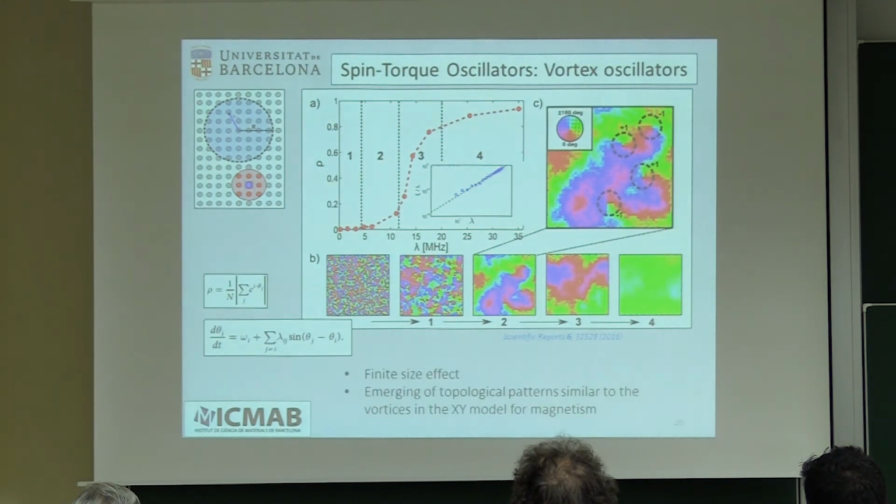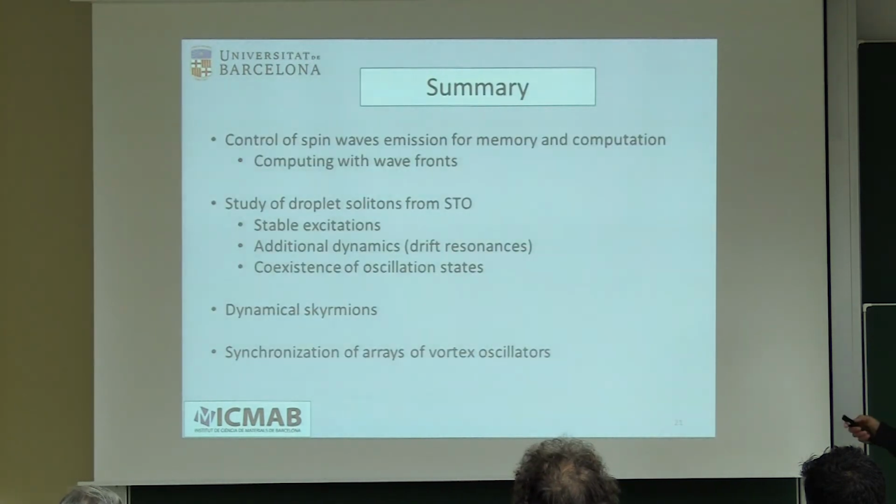I don't want to get into details. To summarize, I went through some of the collective excitations in spin-torque oscillators, and I tried to give you some ideas of how they can be used for wave computing. Now I'll be happy to take any questions or get into anything else. Thank you.